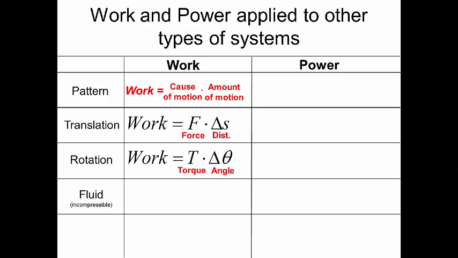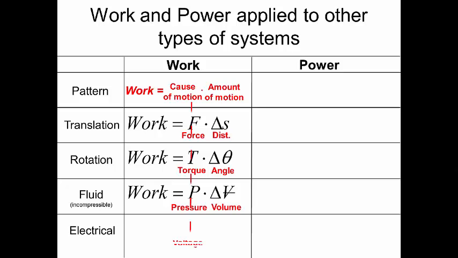For fluids, incompressible fluids, pressure causes the motion, and the amount of motion that occurs is measured as a volume. So work in a fluid system is pressure times a change in volume. For electrical systems, voltage causes the motion, and coulombs of charge is the amount of motion that occurs. So work is equal to the voltage times the coulombs of charge.